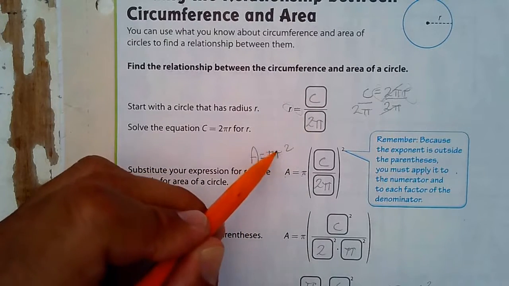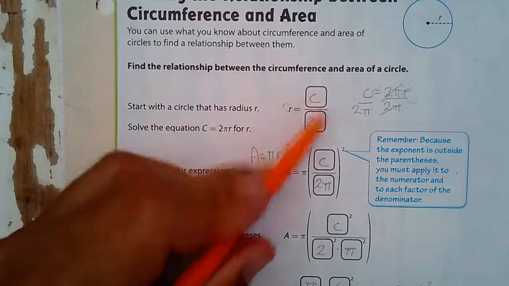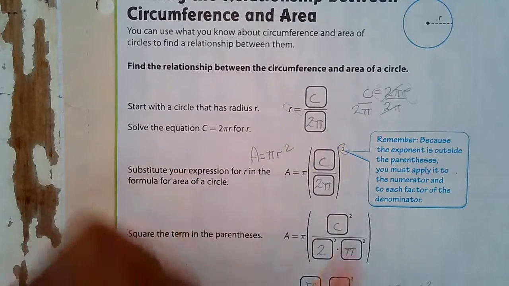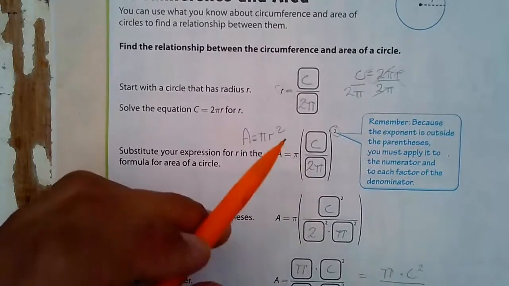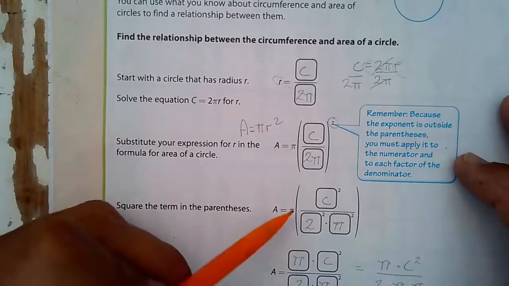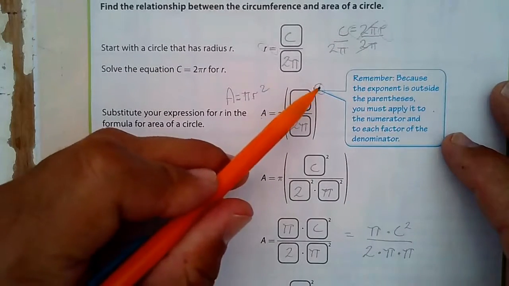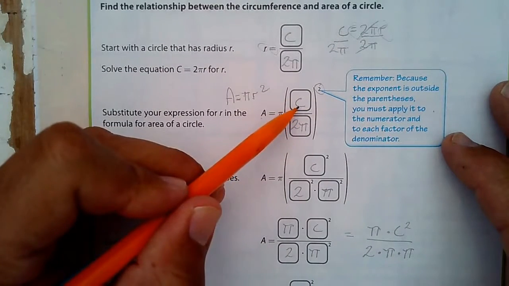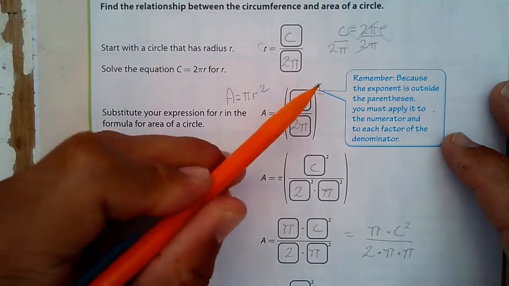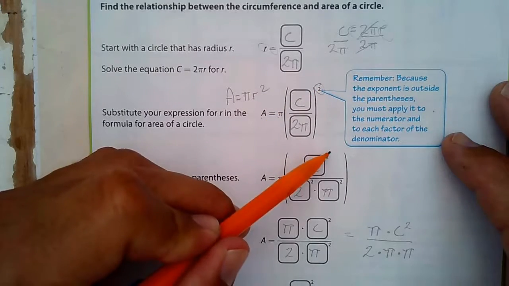So they just substituted. Instead of radius, they put this mess right here, and then they're squaring it with that little 2 right there. Now, what they're doing at this point is actually squaring each one. And when you square this whole thing, you're multiplying c to the second power. Okay, c to the second power, circumference to the second power.